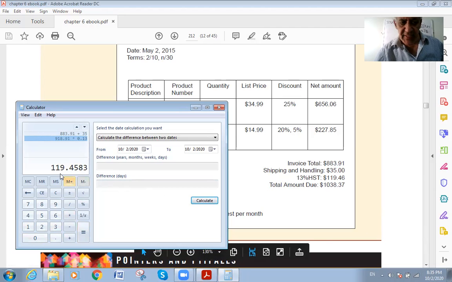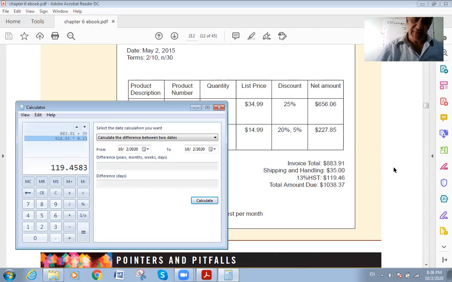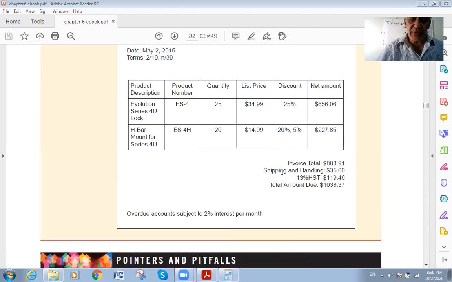Okay, and here's 119. So now I will add all together, for example, 883.91 plus 35 plus 119.46, that will give me the final of 1038.37. When I calculate them together, it will give me this amount. So this is all the amount of the invoice.